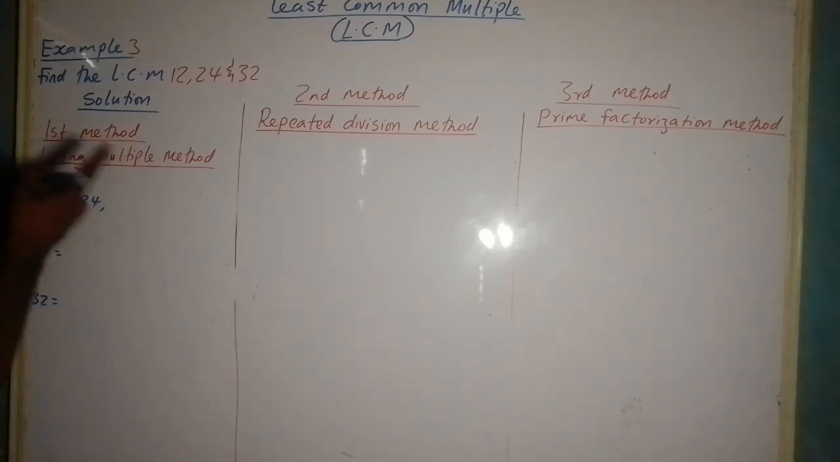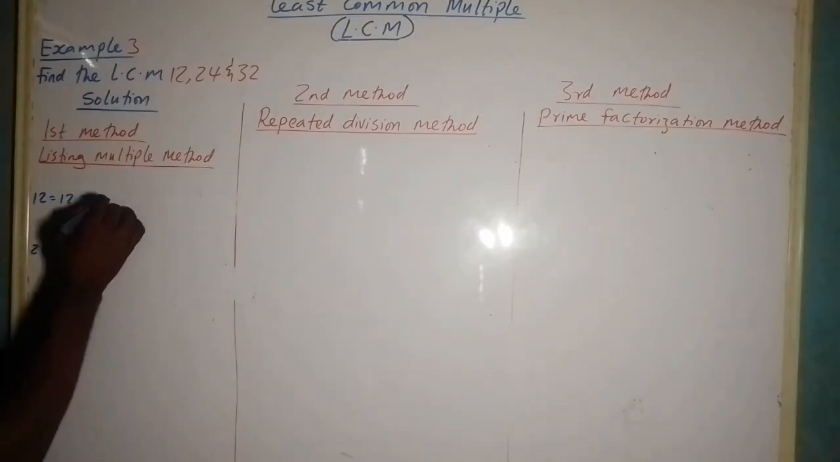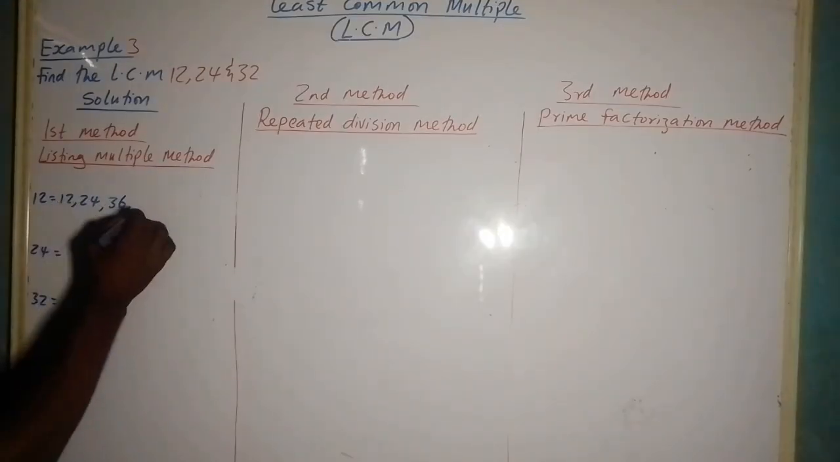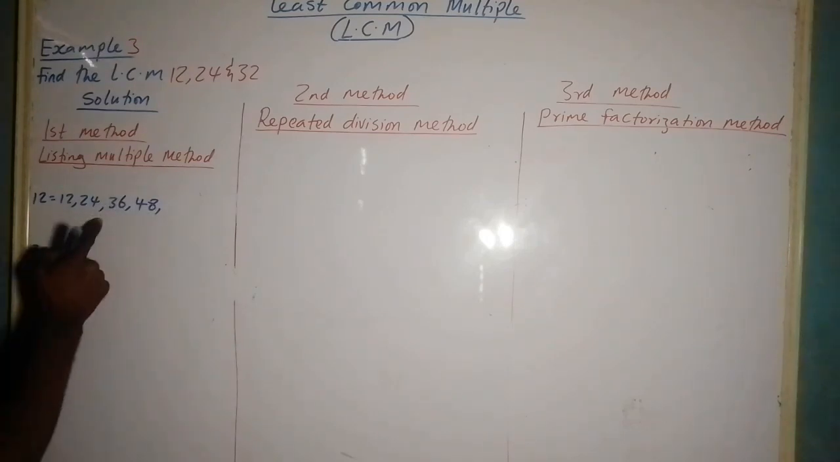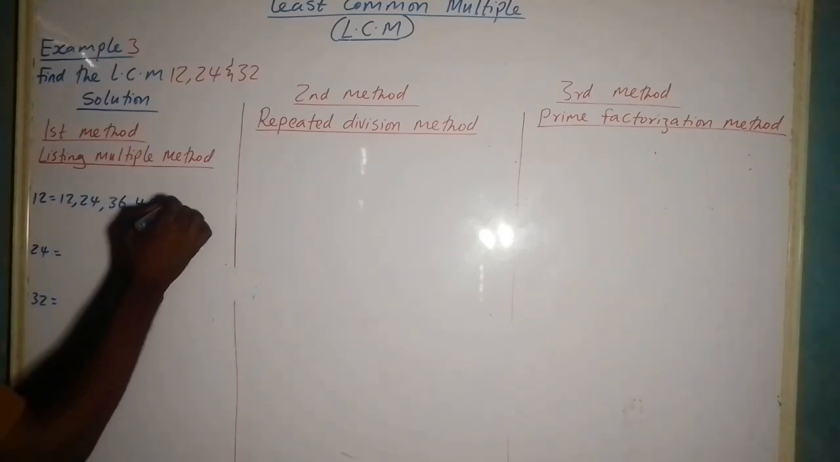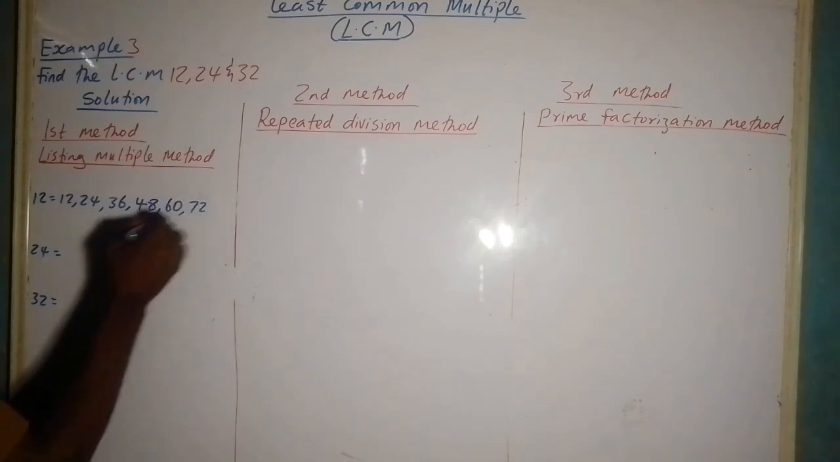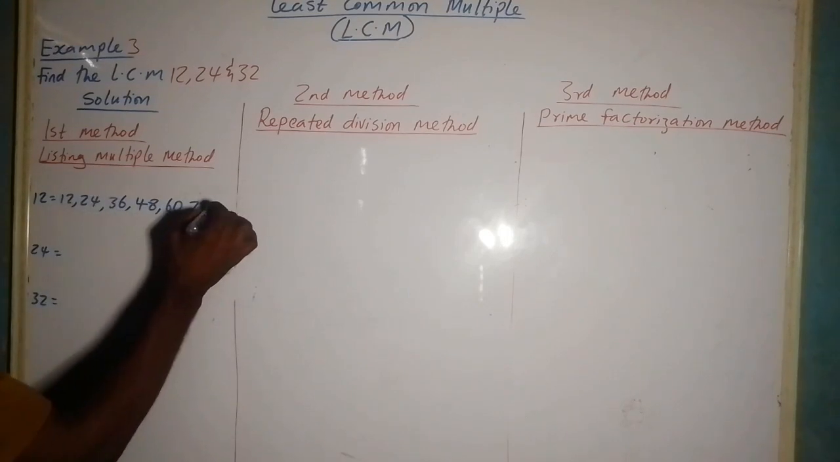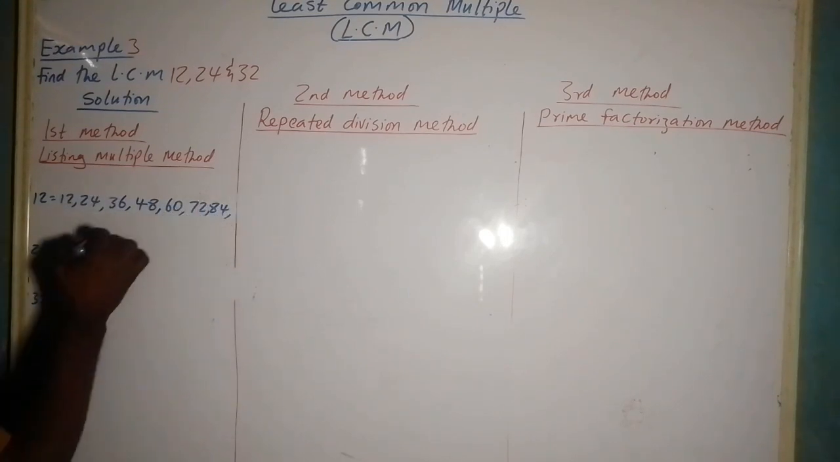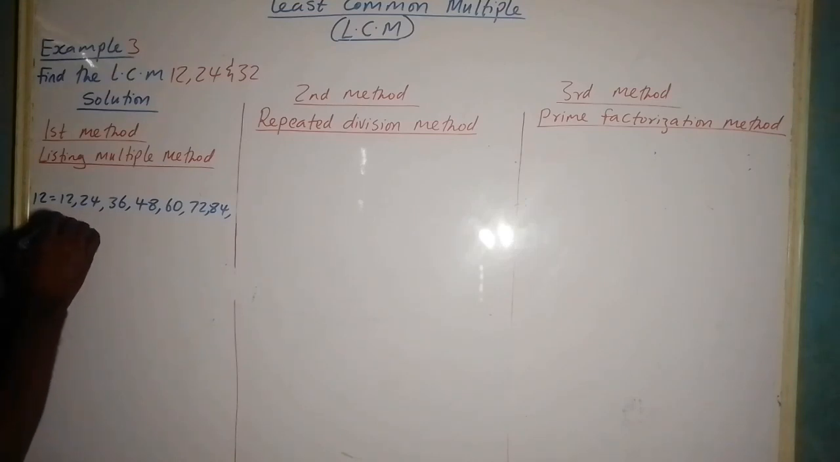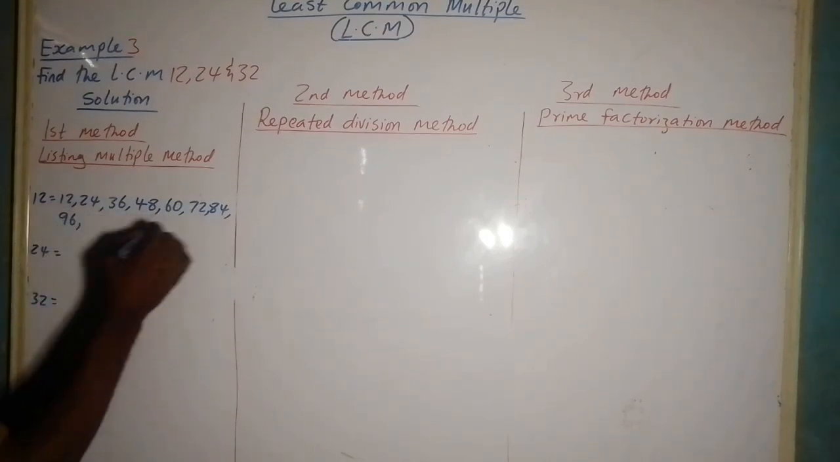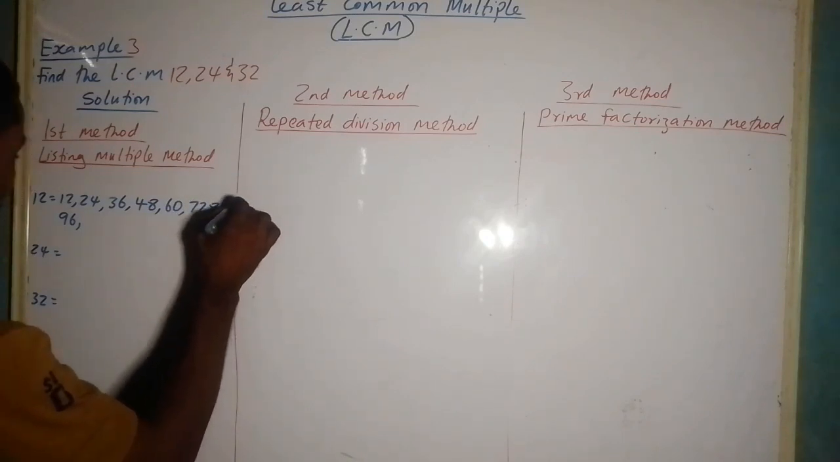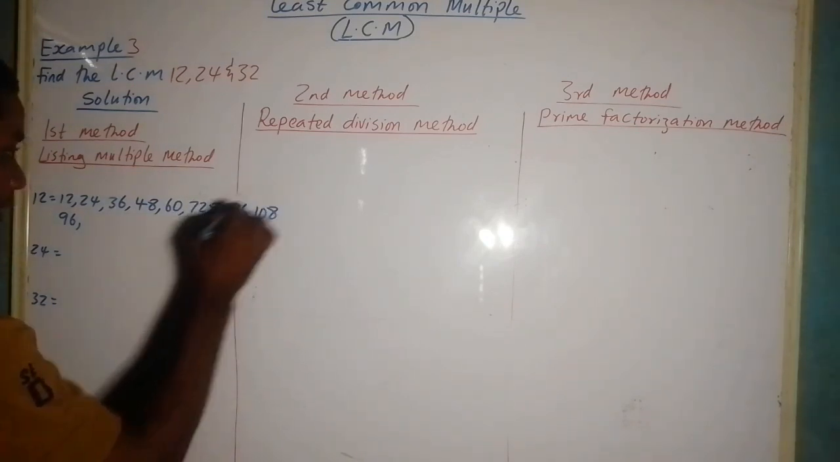Now we use the successive addition method. 24 plus 12 will give you 36. 36 plus 12 will give you 48. 48 plus 12 is going to give you 60. 60 plus 12 is going to give you 72. 72 plus 12 is going to give you 84. 84 plus 12 is going to give you 96. 96 plus 12 is going to give you 108. Let's list it here. 96, 108.